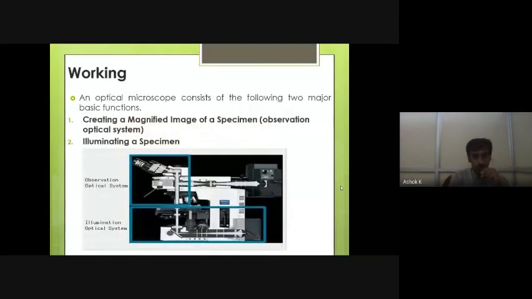So how do optical microscopes work? They have two major basic functions. One is magnifying the image of a specimen, and the other is illuminating a specimen. First, we need to magnify the image of the specimen or sample we are using. That is the major function the optical microscope has to do. The next one is illuminating a specimen. Without illuminating a specimen, it is not possible to see the image, so illumination is needed.